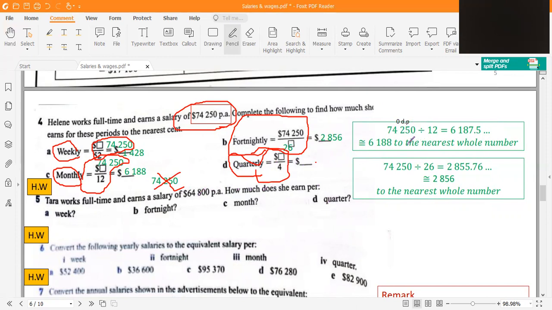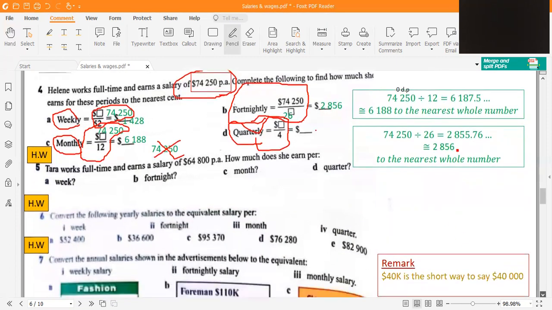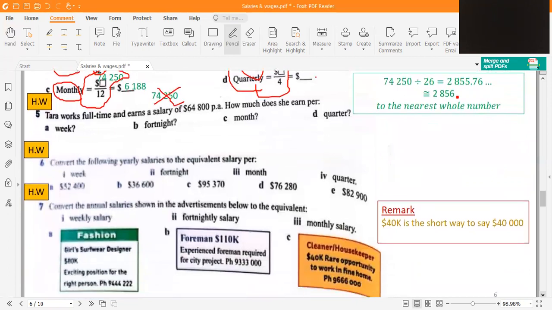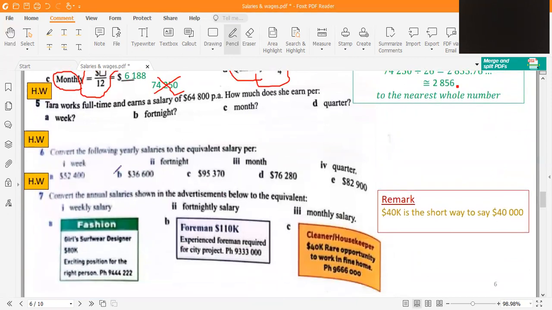Here I use the approximation to the nearest whole number, so without any decimal point. Very good. You can take the following exercises as homework.